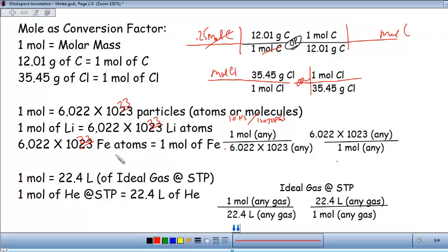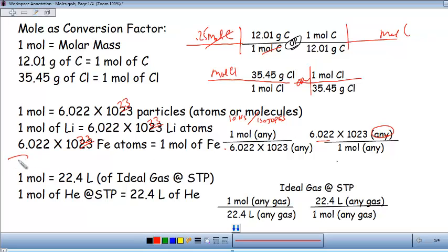So here, if we were going to convert a mole of iron atoms to individual atoms, we would multiply it by this. We would say that 1 mole or a half a mole or a tenth of a mole or whatever of iron, or any other element, is multiplied by the number of particles per mole. So this would be a conversion factor. And if we wanted to convert the number of particles to moles, we would use this conversion factor.